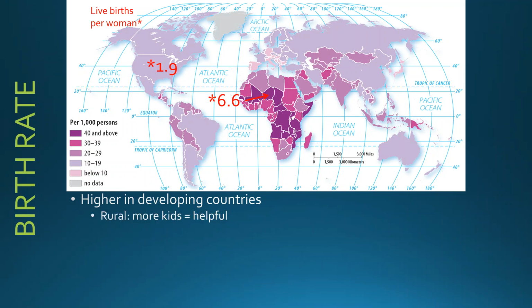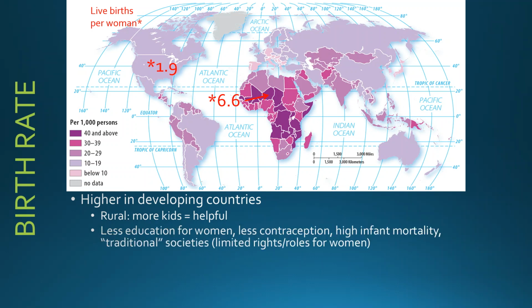If you're rural, you're generally going to have more kids because you need more children. They are more helpful in your situation. You also have less education for women, less access to contraception, a high infant mortality rate, and traditional societies where you have limited rights and roles for women and kind of emphasis placed upon large families.